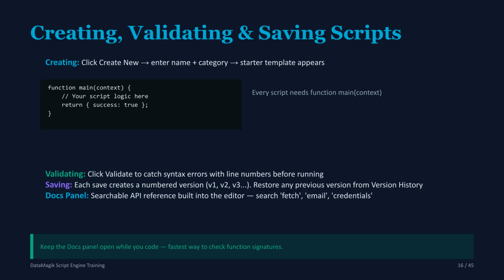To create a script, click Create New, enter a name and category, and a starter template will appear. Use validate to catch syntax errors before running, and save creates numbered versions. The docs panel provides a searchable, built-in API reference for function signatures.